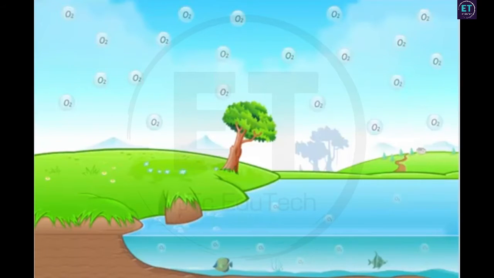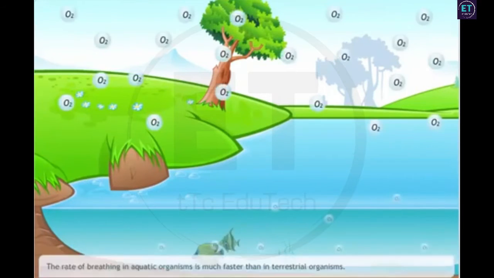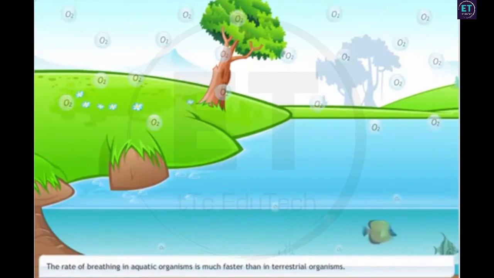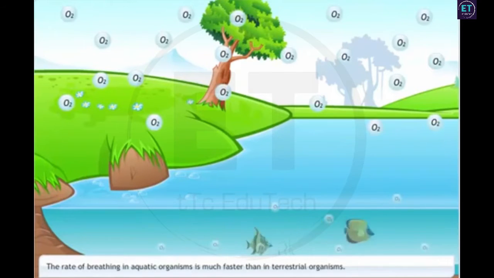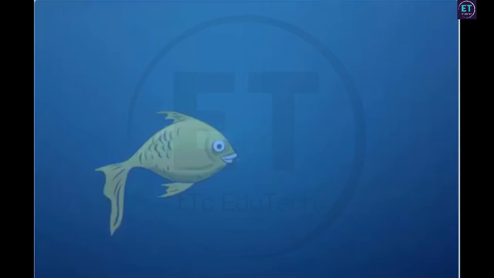The amount of dissolved oxygen in water is much lower when compared to the amount of oxygen in air. So, the rate of breathing in aquatic organisms is much faster than in terrestrial organisms. This is why a fish opens and closes its mouth a far greater number of times as compared to the number of times you breathe in and out.